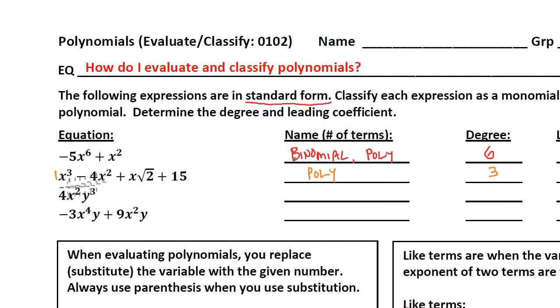On the next one, now we only have one term. There's no adding or subtracting here. I want to make you aware, just because there's a minus sign in front, if there was one, that doesn't mean we're adding or subtracting. In that case, that just means it's a -4. But in this case, there are no additional terms. That means this is a monomial.